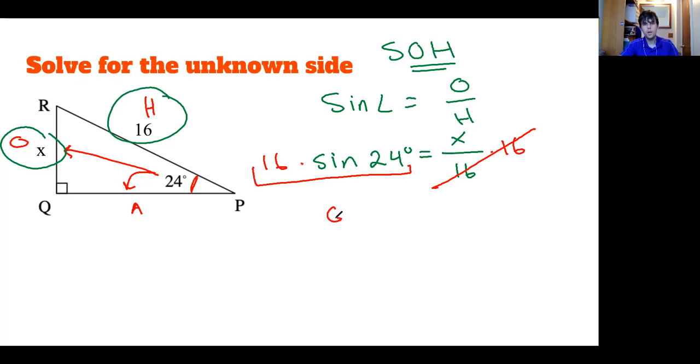And I'm going to round to 1 decimal place. Again, follow the directions as far as rounding goes. 1 decimal place, 2 decimal places, whatever it asks you to do. So here we go. That's our answer.